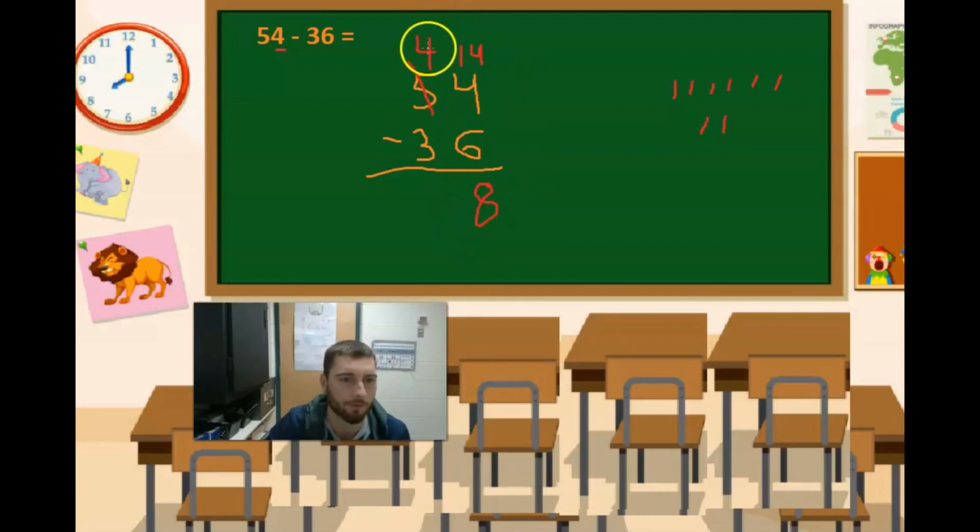Now we look to the tens. 4 tens take away 3 tens. How many tens do we have left? 4 subtract 3, and that is 1. So 54 subtract 36 is 18.